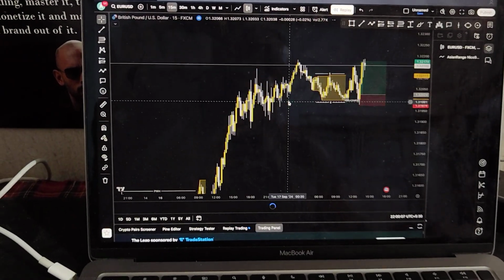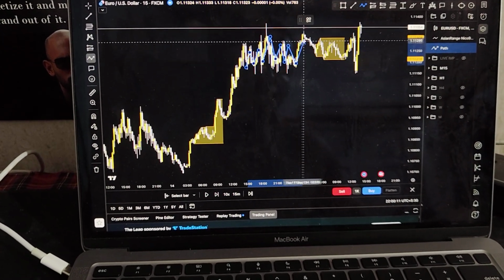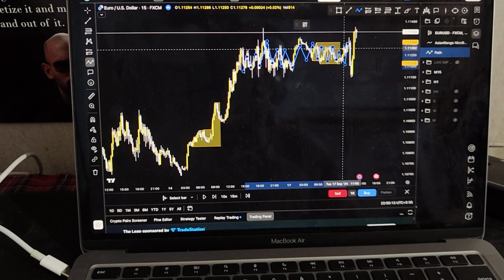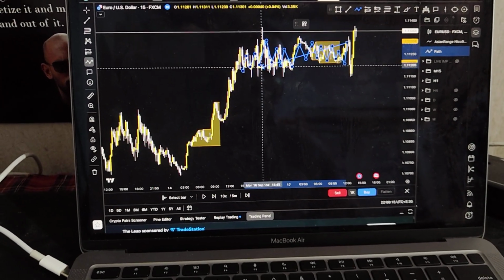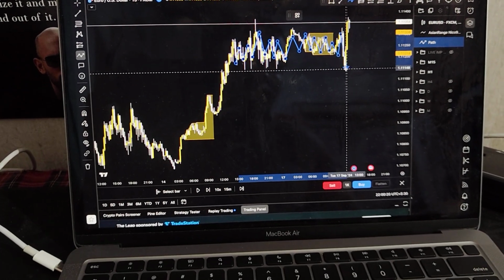But on EU there was another case. Even on EU there was consolidation, but EU was beautiful, right? In the Asian range, our setup is accumulation, manipulation, distribution. The price literally accumulated here. After accumulating a lot of orders, what did the price do?